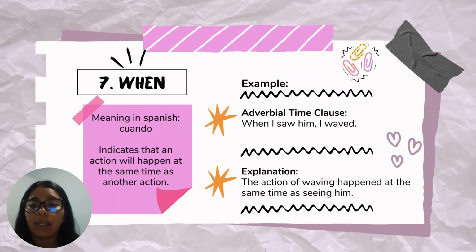When, meaning in Spanish cuando, indicates that an action will happen at the same time as another action. Example, adverbial time clause: when I saw him, I waved. Explanation: the action of waving happened at the same time as seeing him.